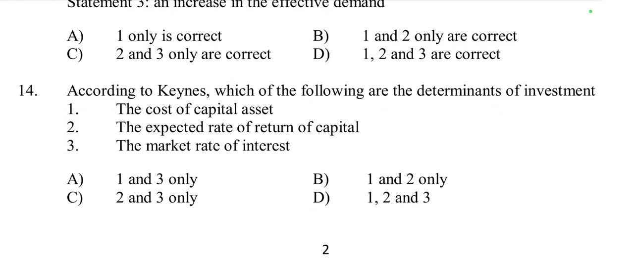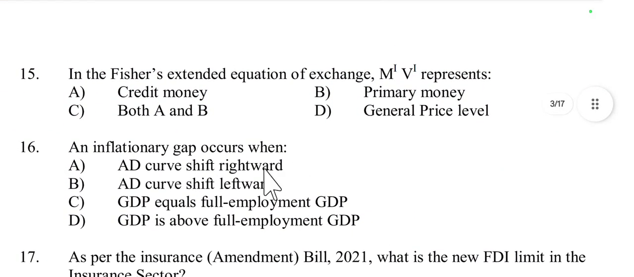Then question number 15. In Fisher's extended equation of exchange, what do M1V1 represent? We know that MV is equal to PT, the general equation, but this is the extended equation of Fisher. Generally MV represents primary money, but in the extended version of the equation of exchange, M1V1 represents credit money.